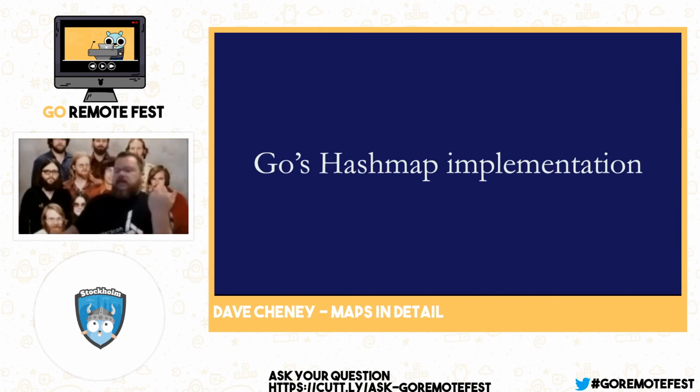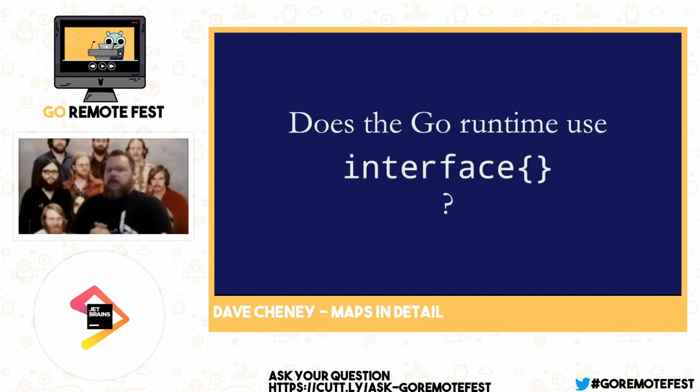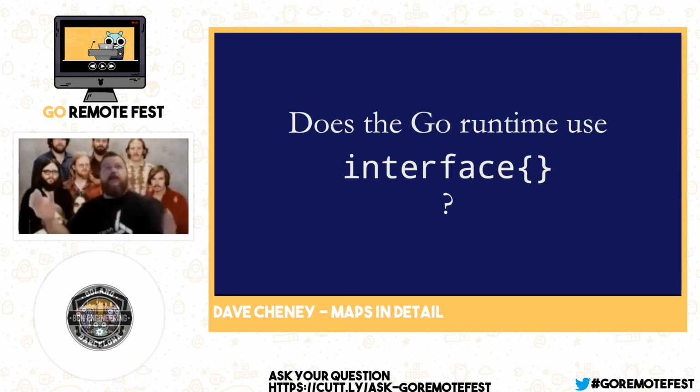Okay, so let's move to the meat of the matter. Let's talk about Go's hashmap. How do we do this in Go? How do we have one type that works for almost all types you can write in a Go program? Does it use interface? Is map lookup actually just boxing things to the empty interface?